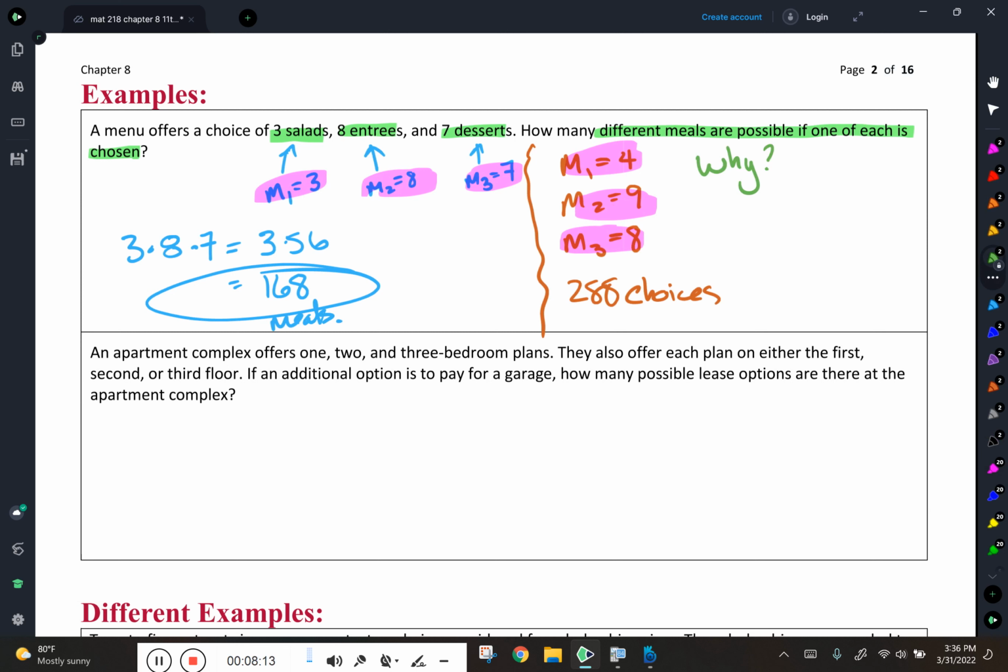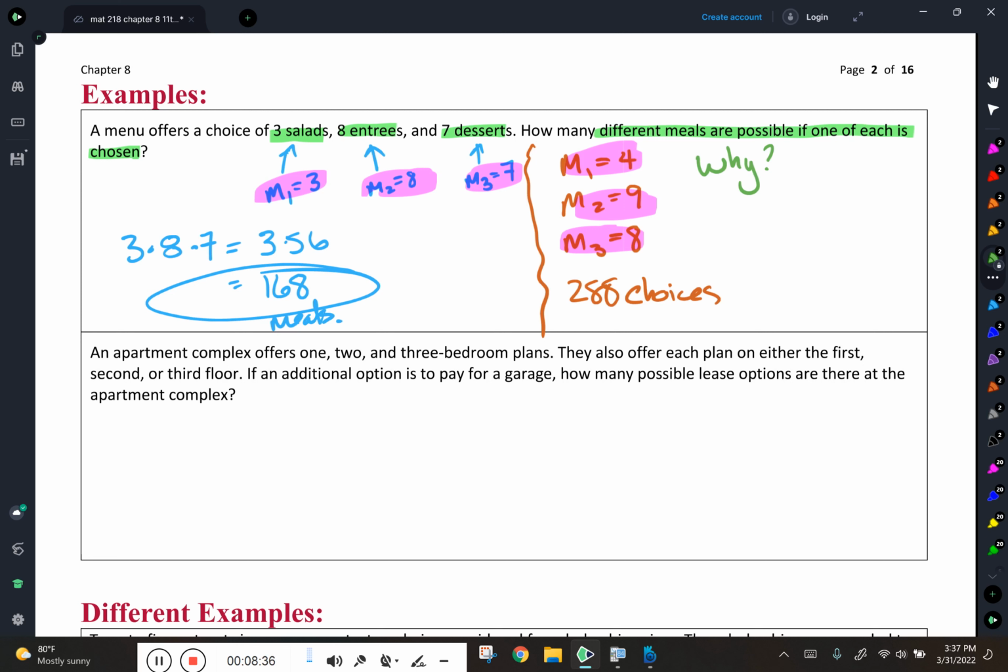Well, what if someone says there's a 4th choice for salads: don't eat a salad. And there's a 9th choice for entrees: don't order an entree. And there's an 8th choice for desserts: don't order a dessert. Then that would be 4, 9, and 8.